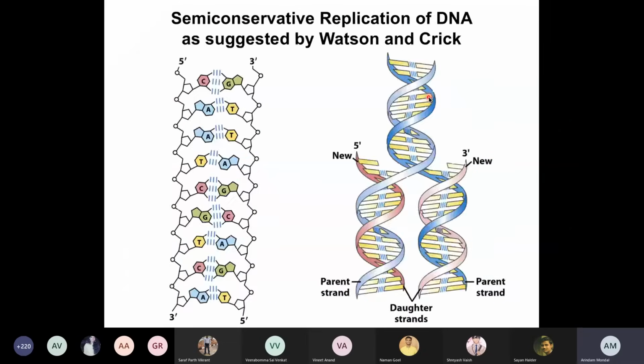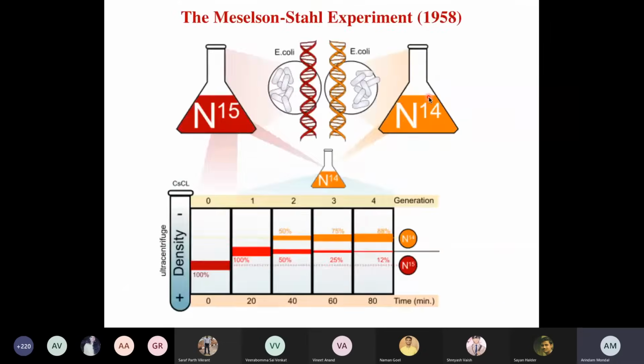And we have mentioned the Meselson-Stahl experiment, which actually proved that DNA replication follows a semi-conservative mode. We are going to discuss this particular experiment because it is an extremely important experiment which established the mechanistic model for DNA replication.